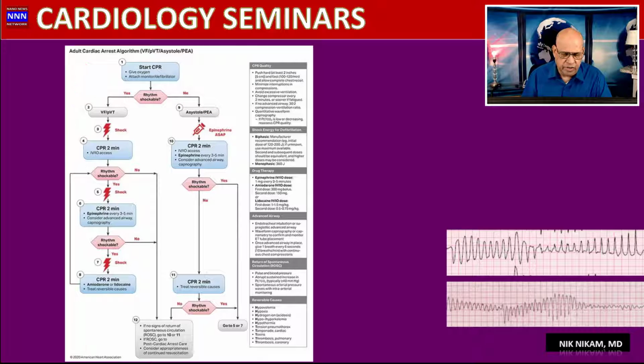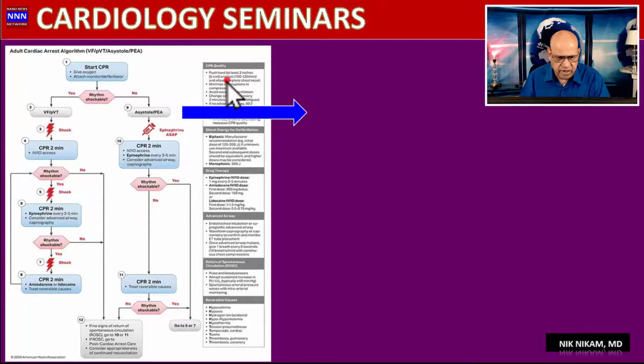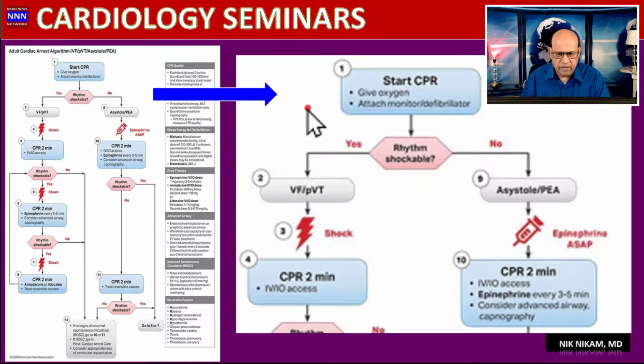But this is the algorithm that is created by the ACLS team. It is pretty complex. It is comprehensive, and this little chart here is extremely important. So what I have decided is to break this into small segments and go through each one of these segments so that we have a very sound understanding of what is involved in cardiac resuscitation during a patient's collapse, or when a patient is having ventricular fibrillation or ventricular tachycardia. Okay, let us begin with the first segment of this ACLS chart. And here is the first segment.